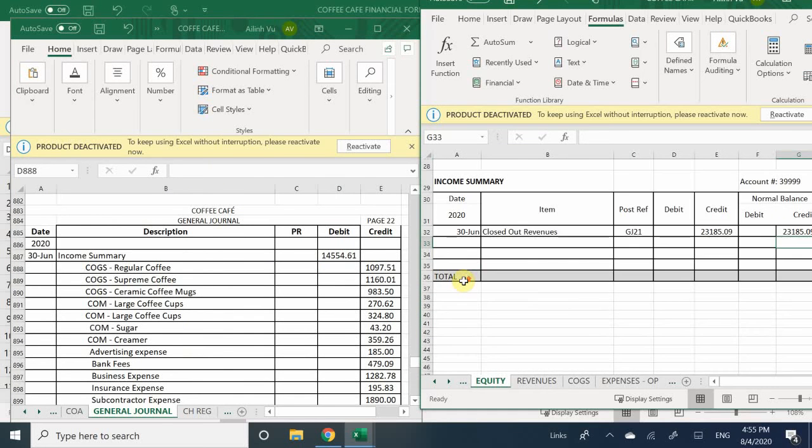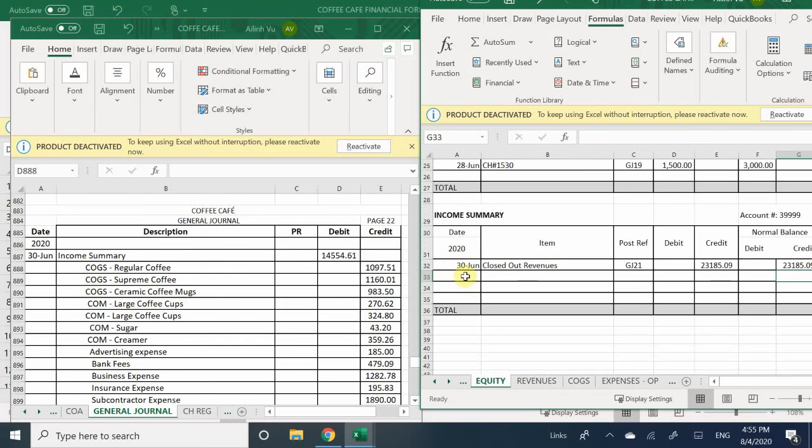So here I'm going to go ahead and enter in my data here, and I'm going to write close out expenses. All right. Journal 22. And it's for 55,461.